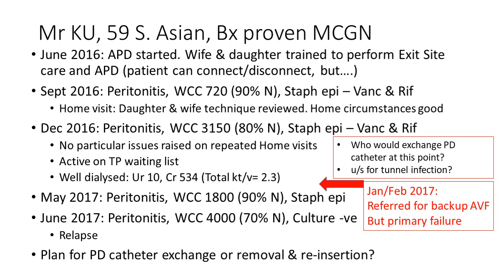So at this point, do we exchange or remove, rest, and then if he wants to come back, reinsert? What we did was to remove the PD catheter because it was quite a high white cell count. It wasn't responding to the antibiotics quite as quickly as we would like. So we removed his PD catheter, rested him before reconsidering whether to put a PD catheter in, although I accept many places would successfully have a PD catheter exchange.